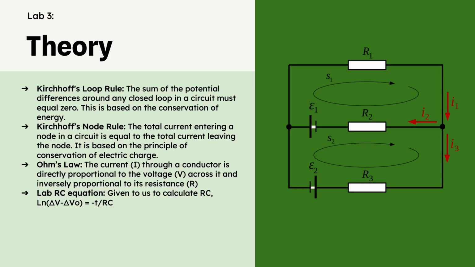Important theory for this experiment is Kirchhoff's loop rule, which states that the sum of potential differences around any closed loop in a circuit must be equal to 0. Kirchhoff's node rule means that the total current entering a node in a circuit is equal to the total current leaving that node. And then Ohm's law, which says that current through a conductor is directly proportional to voltage and inversely proportional to resistance. And then the lab RC equation given to us to calculate R, which is seen right here.